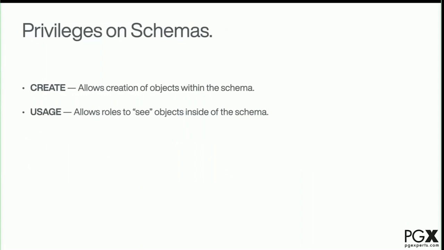Schemas only get two privileges, which is create. If you have create on a schema, you can create objects within it. And usage, which means you can use things that are in the schema. If you don't have usage, that schema is now opaque to you. You can't get at things inside of it, even with a fully qualified name.